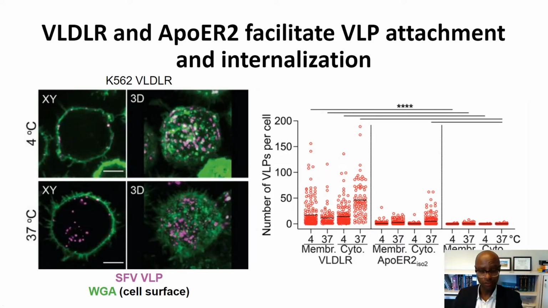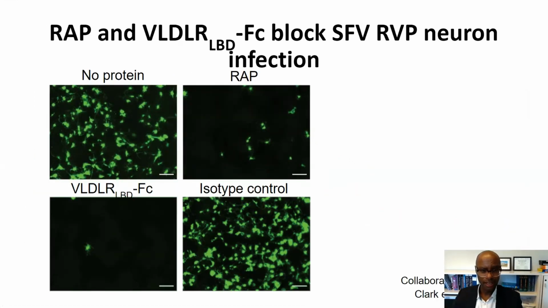VLDLR and ApoE2, interestingly enough, are overexpressed on neurons during development. And so we worked with the lab of Isaac Chu to isolate cortical neurons from neonatal pups, day 0. The Chu lab has a protocol to maintain these in culture, and maybe it doesn't project well here, but you can actually see dendrites between these cortical neurons.